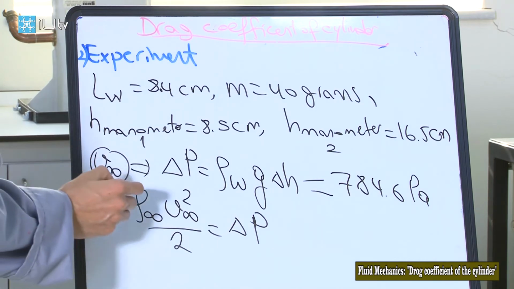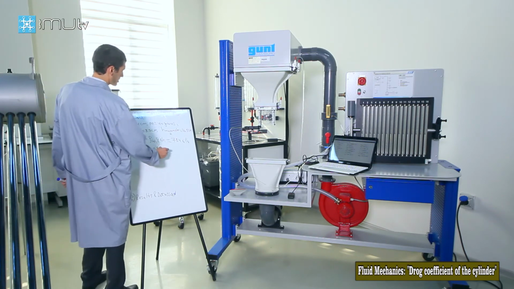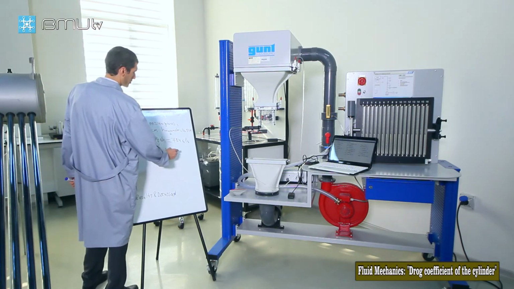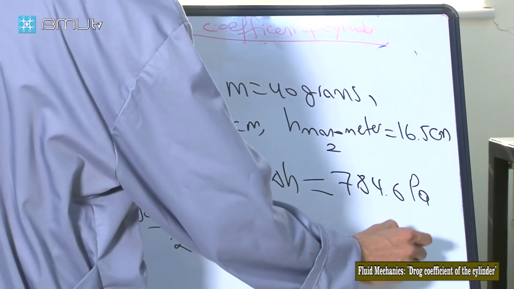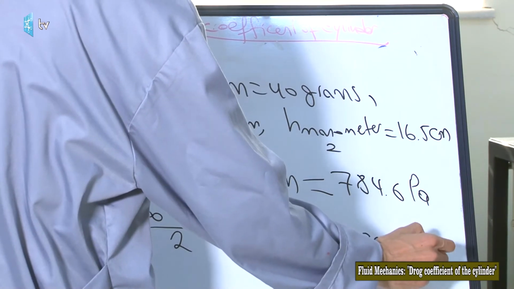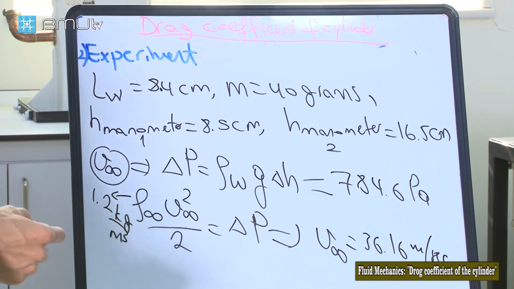The rho infinity for air is 1.2 kilograms per meter cubed. If you do this calculation, you will get the velocity of the air, V infinity, which is 36.16 meters per second. Okay, so I've done the velocity part. Now I will write the balance equation.